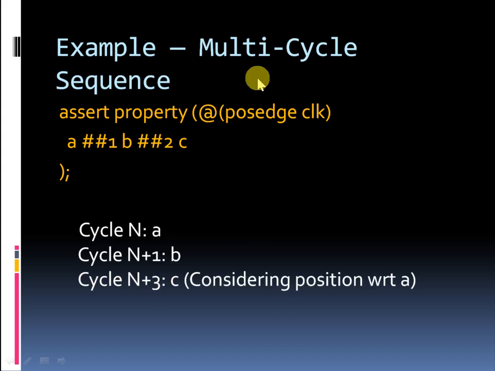Next, we will see an example of a multi-cycle sequence. See, assert property, we have given that A, then we have used a delay operator. What it means is if A is high, then in the next cycle B will be high, and after 2 more cycles C will be high. If we consider this in cycle n, if A is high, then in cycle n plus 1 B will be high. Since we are considering the n position with respect to A, C will be high when the cycle is n plus 3.